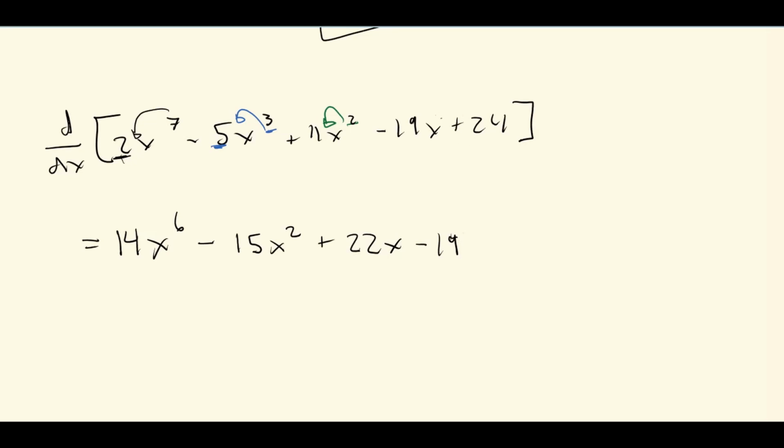And then finally, we have this constant. And we know that the derivative of any constant is just 0, so we don't even have to bother writing that down. So our final answer is this.